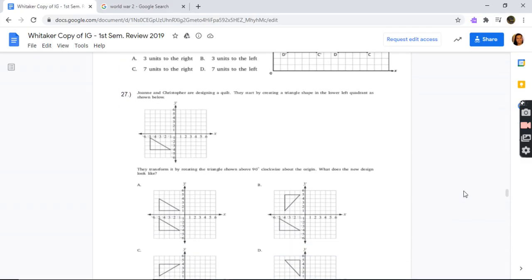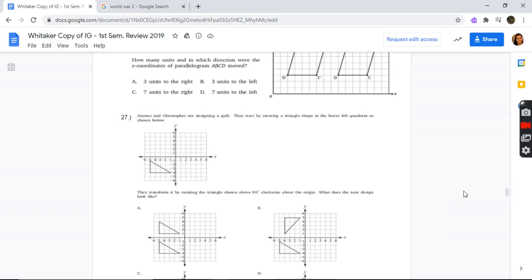My bad. Joanne and Christopher are designing a quilt. They start by creating a triangle shape in the lower left quadrant, as shown below. They transform it by rotating the triangle 90 degrees clockwise about the origin. What does the new design look like?